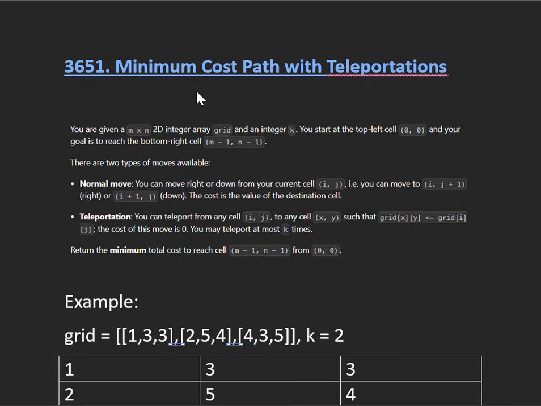Hi everyone. So our today's LeetCode question is 3651, that is Minimum Cost Path with Teleportations.